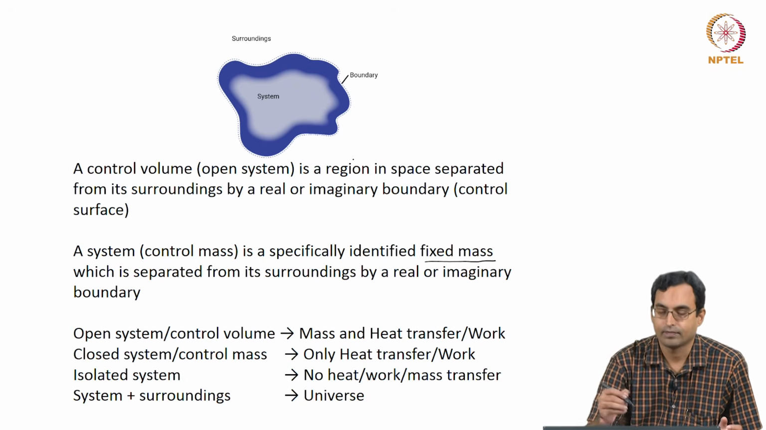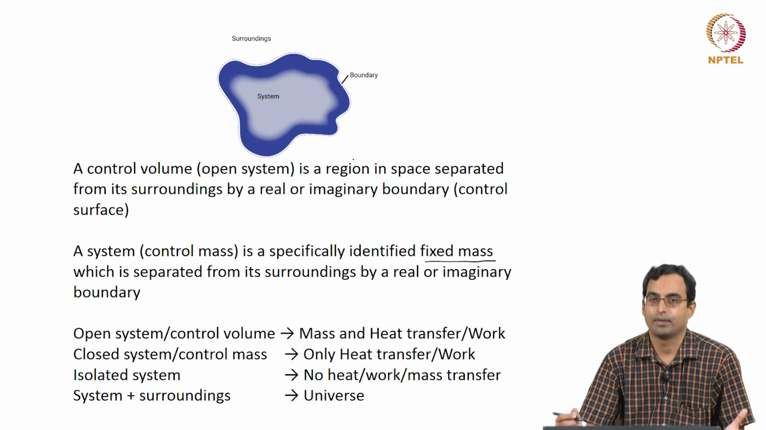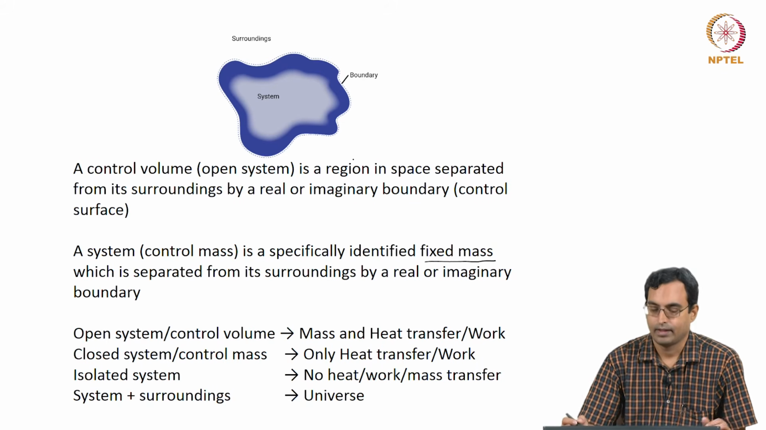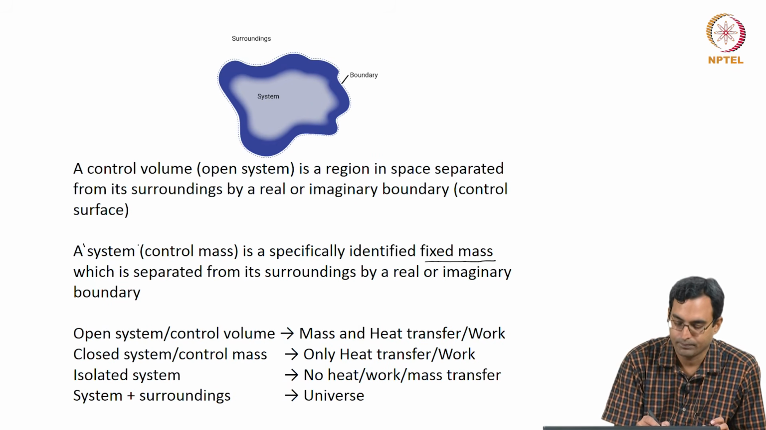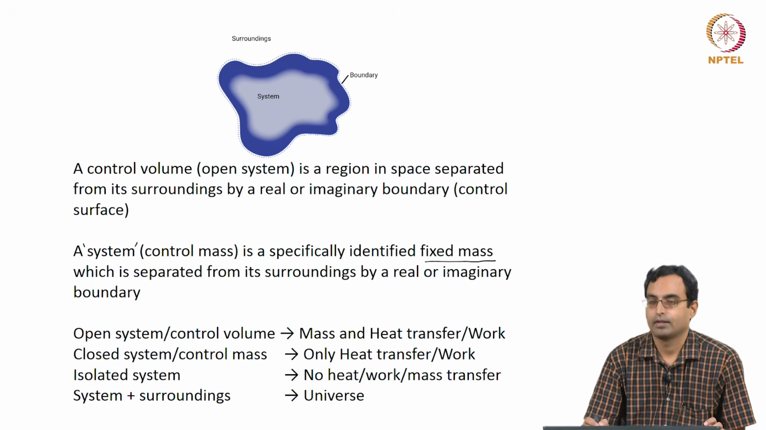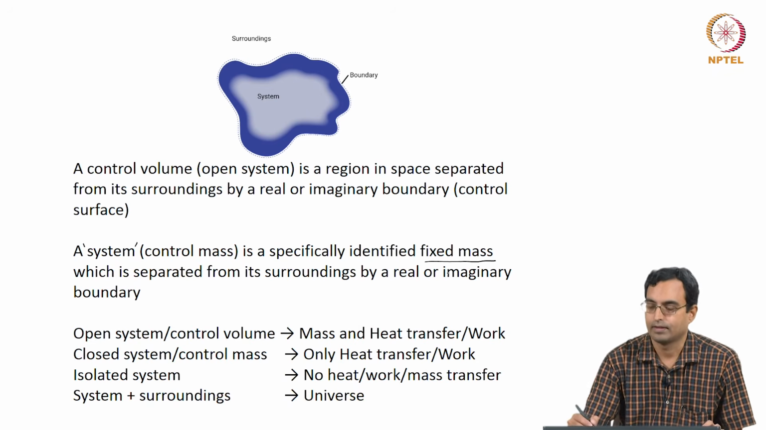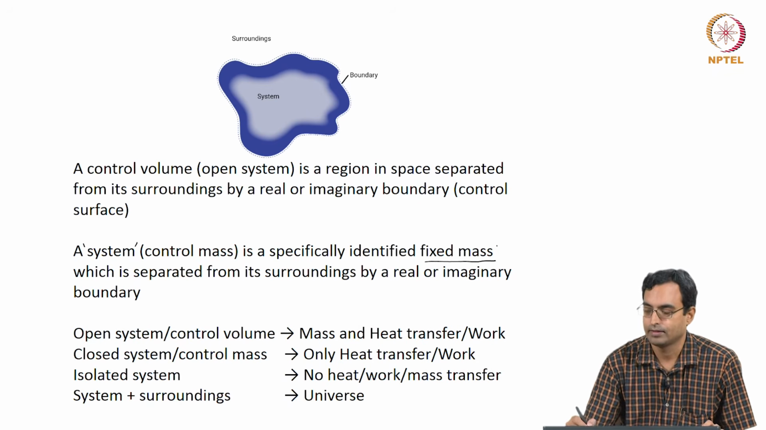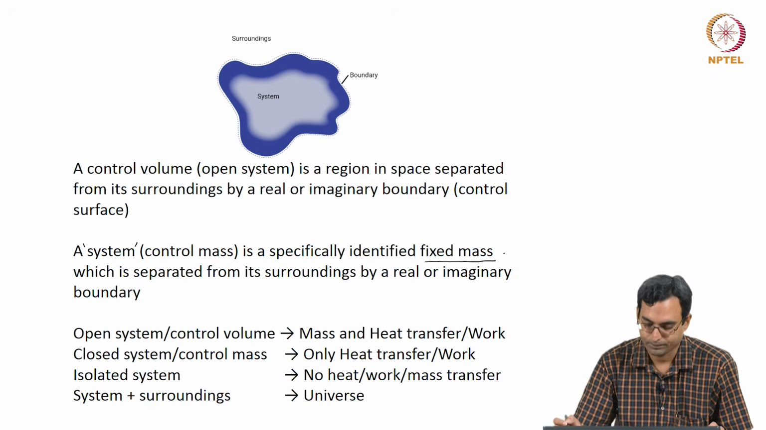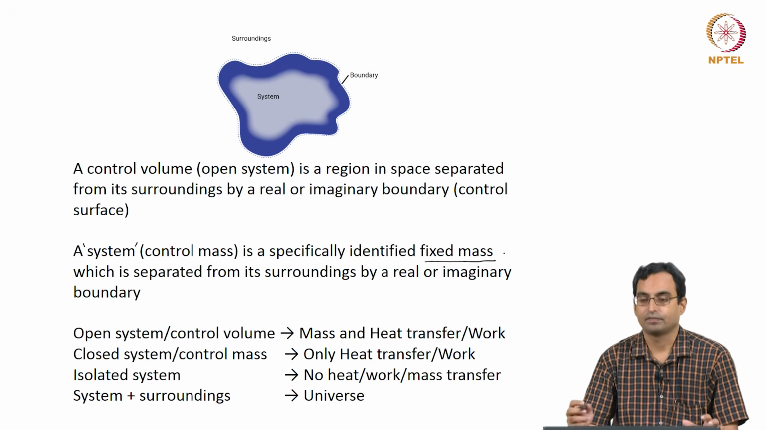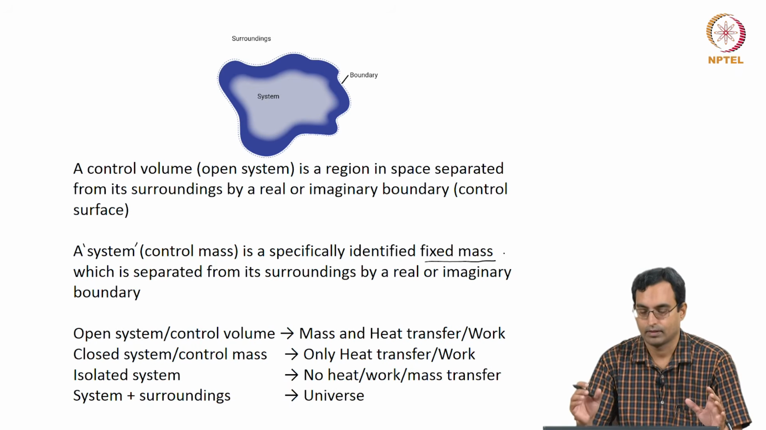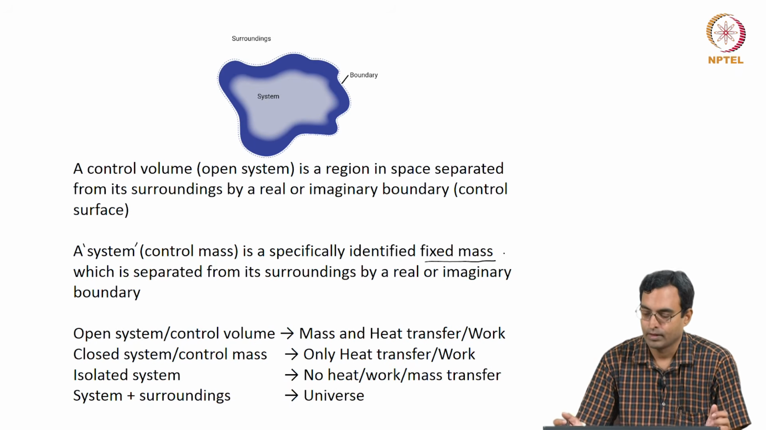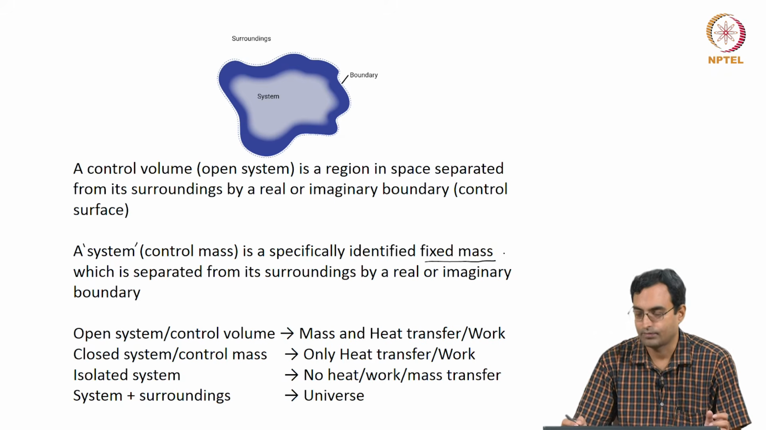So, in the case of a control volume, the mass may not be fixed, it may be varying. In the case of a control mass, or what we more commonly just call a system, the mass is fixed. So, that is the distinction between these two. Here the mass can vary, here the mass is fixed. And both of these kinds of systems, either the control volume or a control mass, can have interactions in the form of energy transfers.